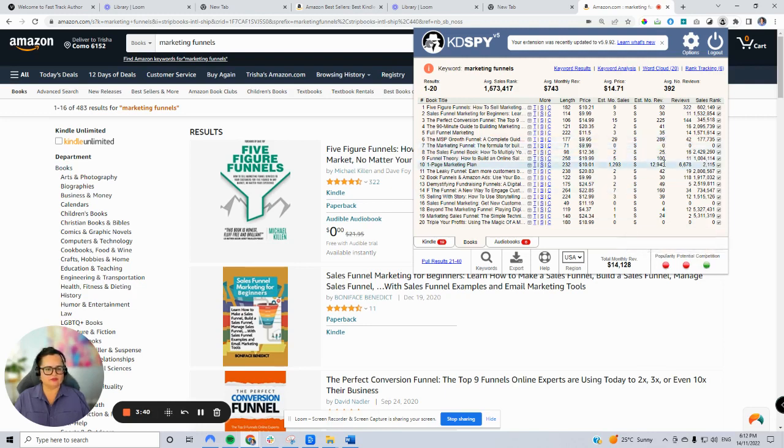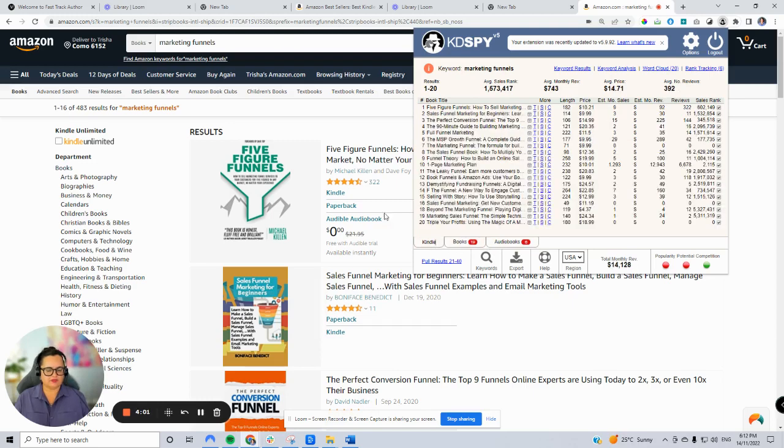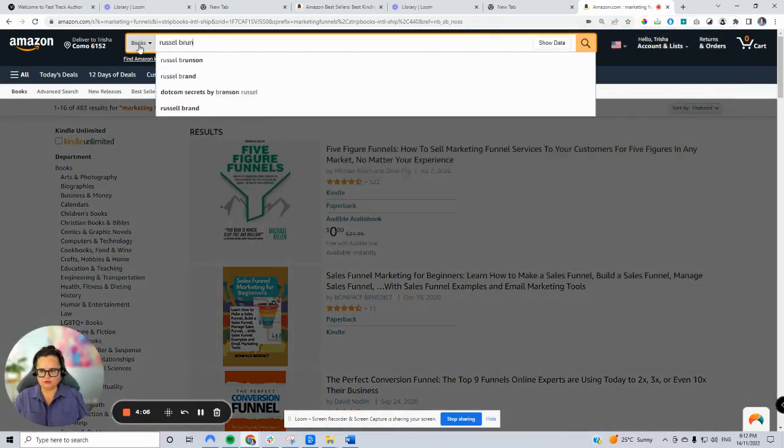And you can tell here by the results. The one-page marketing plan is the best-selling book in this category. They're making $12,000 a month. Let's have a look at Kindle. One-page marketing plan is making $15,000 a month. Let's look at audiobooks. Not seeing any numbers there. So let's think of a book, Russell Brunson.